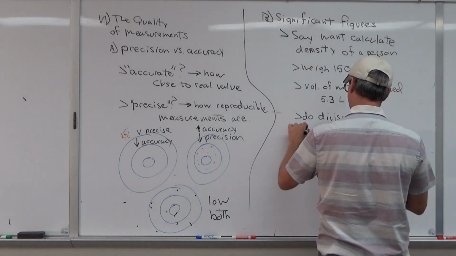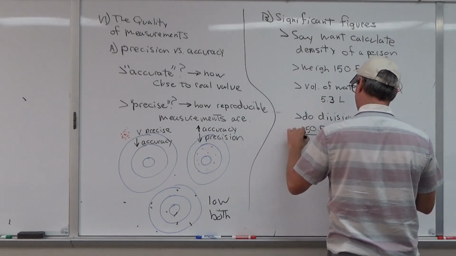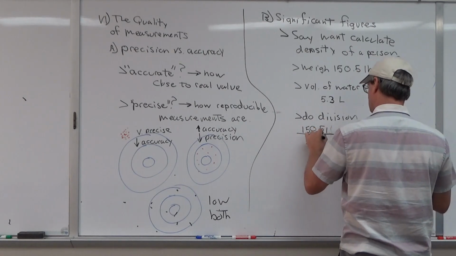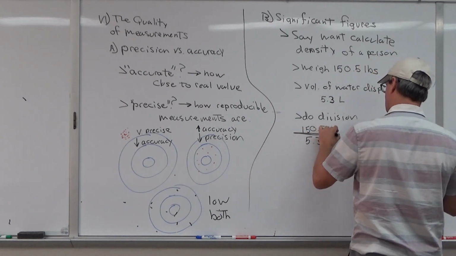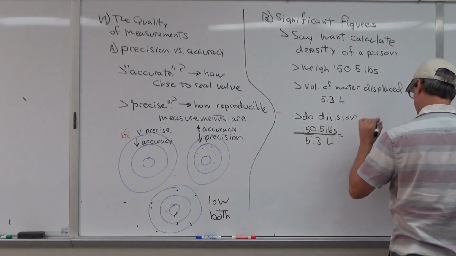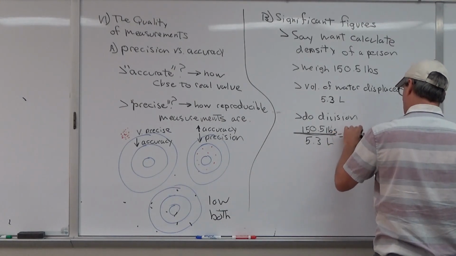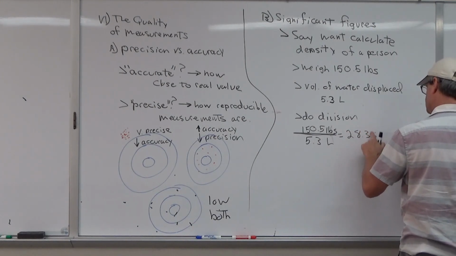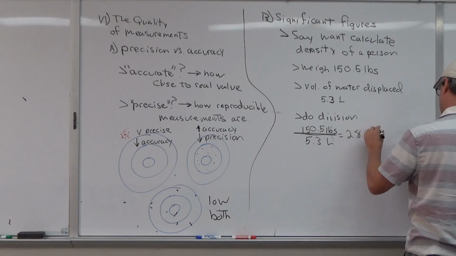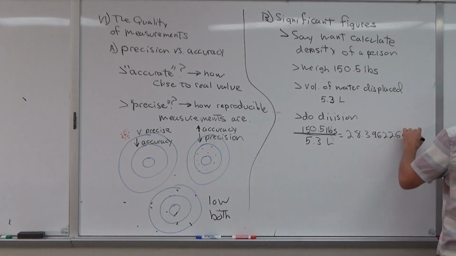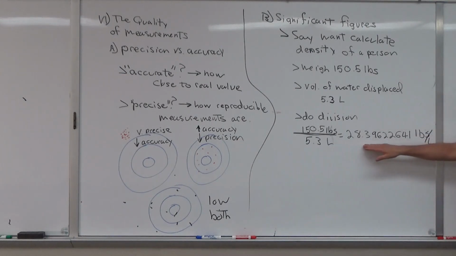So you've got 150.5 divided by 5.3. This is lbs, and this is liters. Right. And our answer that we read off our calculator is going to be 28.36, or 396, sorry, 396.22641 lbs per liter. Okay. This shows you what I mean.